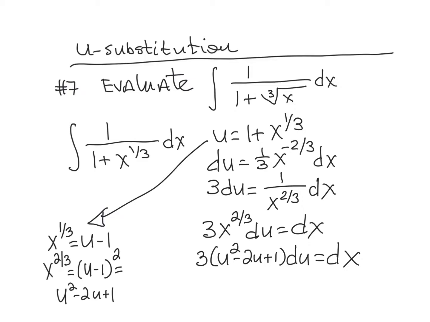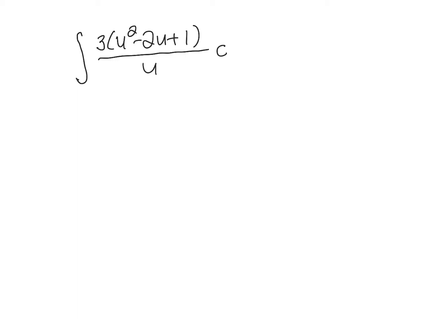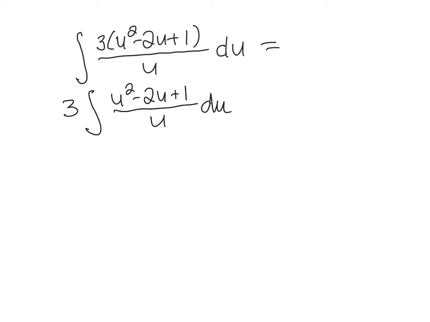And we can now change the integral in variable x to an integral in variable u, which is 3 times the integral of u squared minus 2u plus 1 divided by u du. And this is a much easier integral to evaluate. It's 3 times the integral of u squared minus 2u plus 1 over u du, or 3 times the integral of u minus 2 plus 1 over u du.